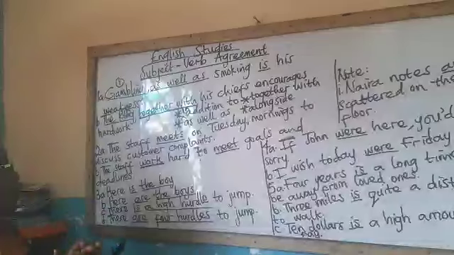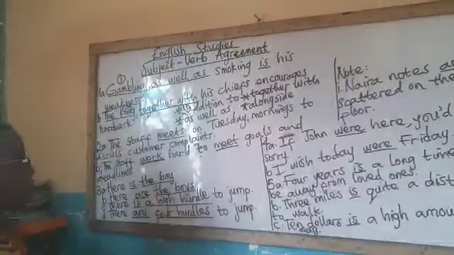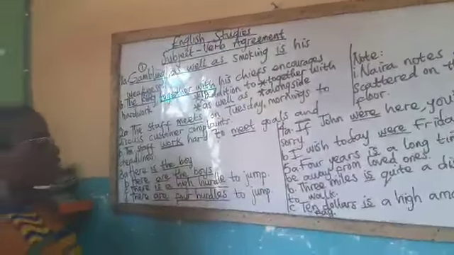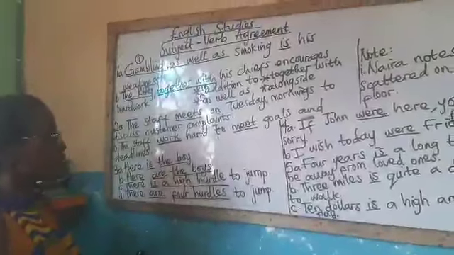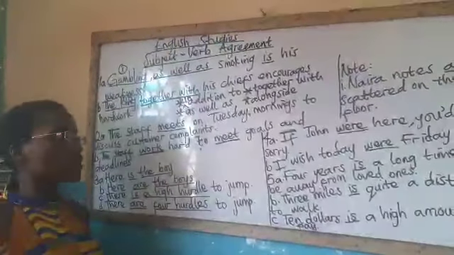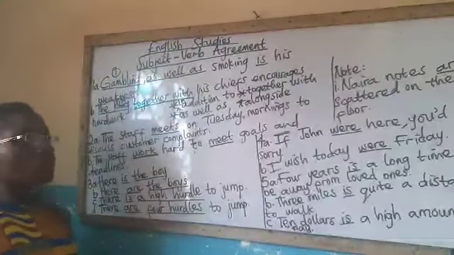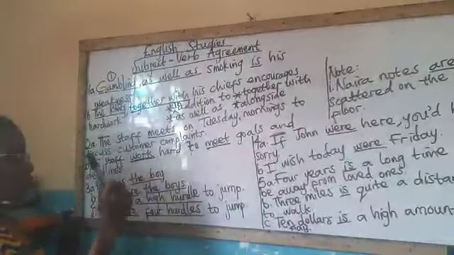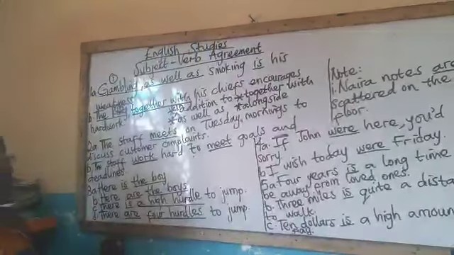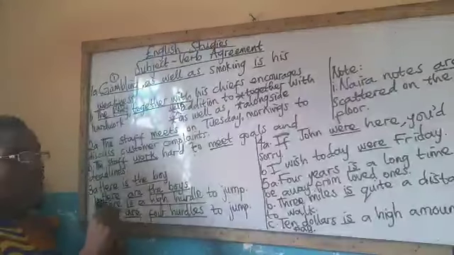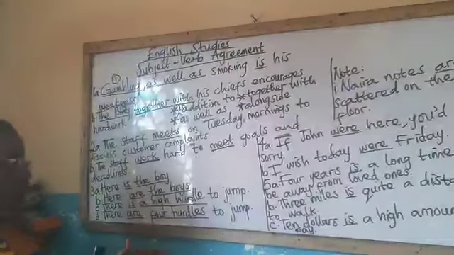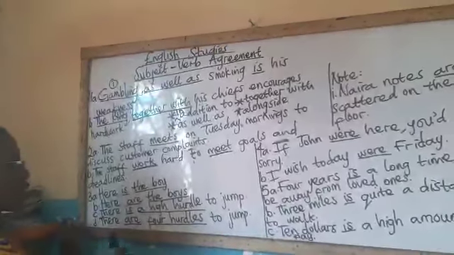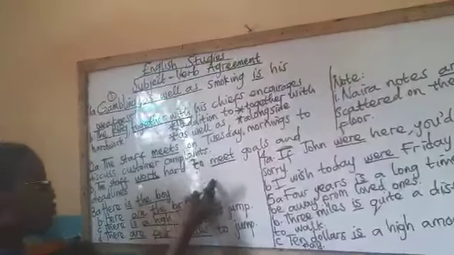Now the next rule we'll be looking at is that which guides collective nouns. For collective nouns, the right form of verb to use depends on the intent of the writer. If the intent of the writer is to consider the group as a unit, then we use a singular verb. But if the intention of the writer is to consider the group as individuals in separate units, in that case you make use of a plural verb.